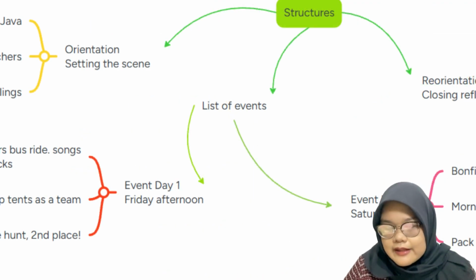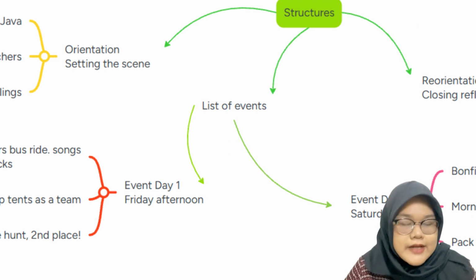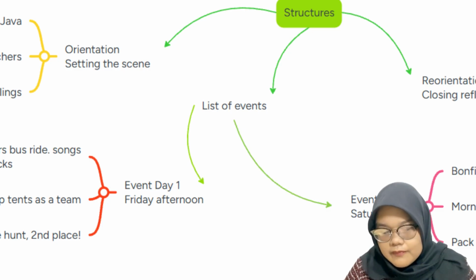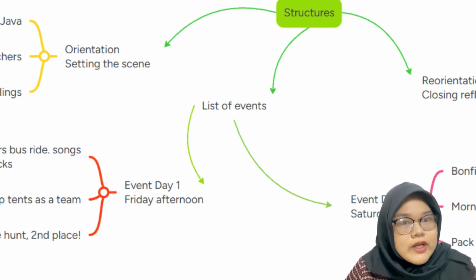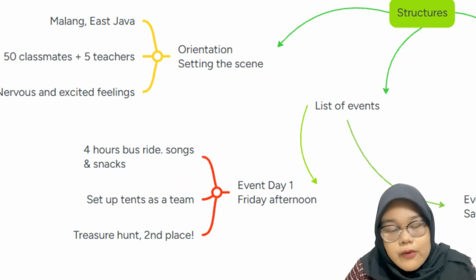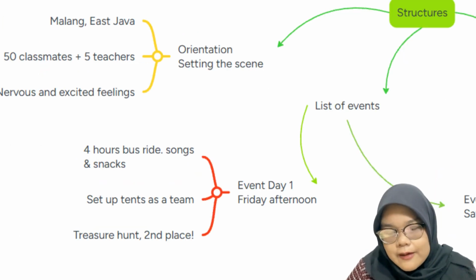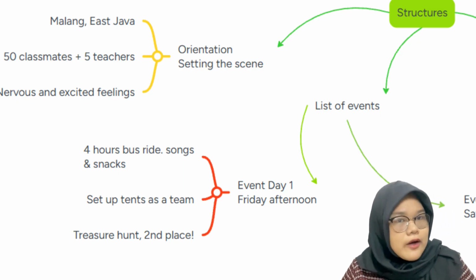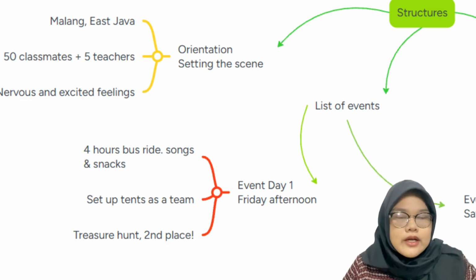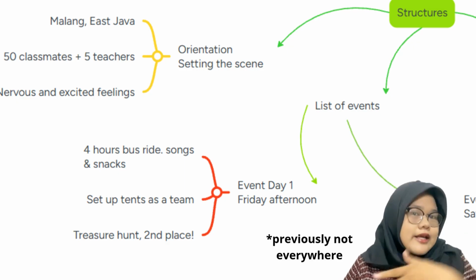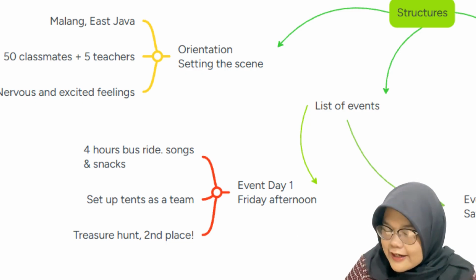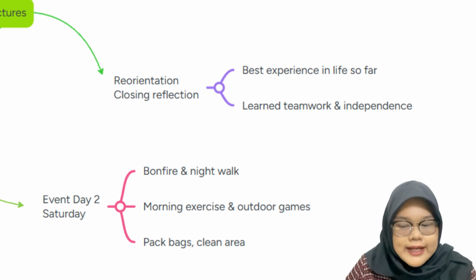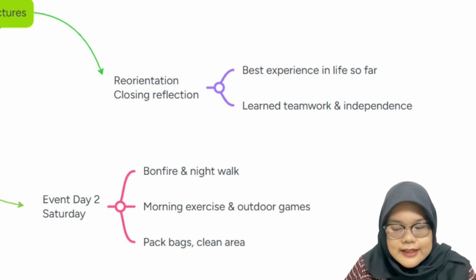List of events: they are the event on day 1 and then the event on day 2, from Friday afternoon to Saturday. We start with the event on day 1. Hours of bus ride, songs and snacks, setting up tents as a team, and treasure hunt, second place. It's the point of what happened on that day, right? You can read the whole paragraph in the text I give you. The second day events are bonfire and night walk, morning exercise and outdoor games, pack bags and clean the area.